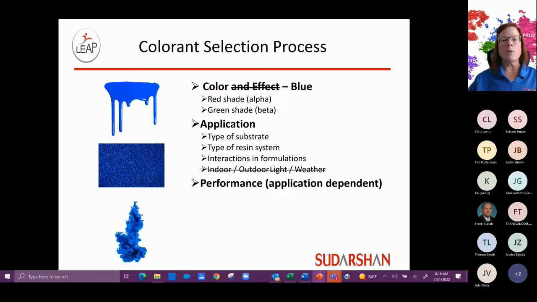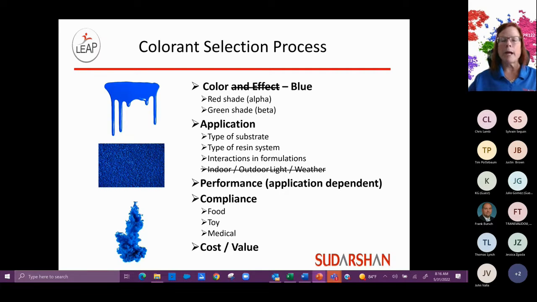Performance, of course, is always going to be application dependent, so there's a long list of things to consider in each application. Compliance, again, is also going to be application dependent, but it is key to understand where each of these products fall in terms of the various compliances that are out there. And then, of course, cost and value.